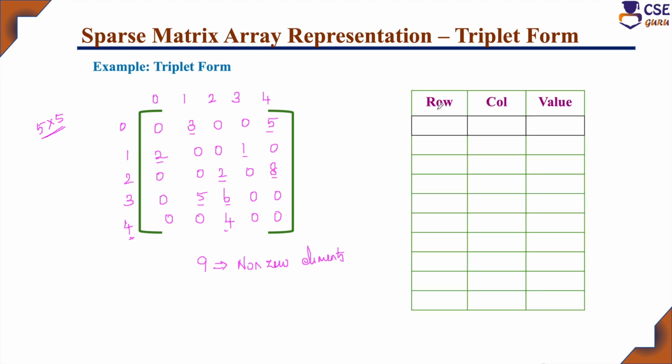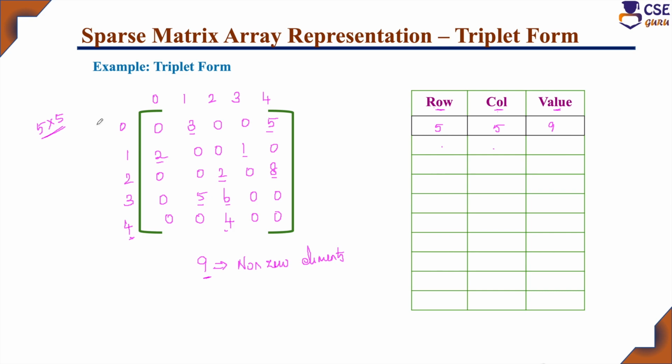Consider a table where the first column is row index, the second is column index, and the third is the non-zero value. In the first line, we have 5 rows and 5 columns, that is the size of the row and the size of the column, and how many non-zero elements are there: 9 non-zero elements. Next, we have to represent each non-zero element by its row index, column index, and the non-zero value.